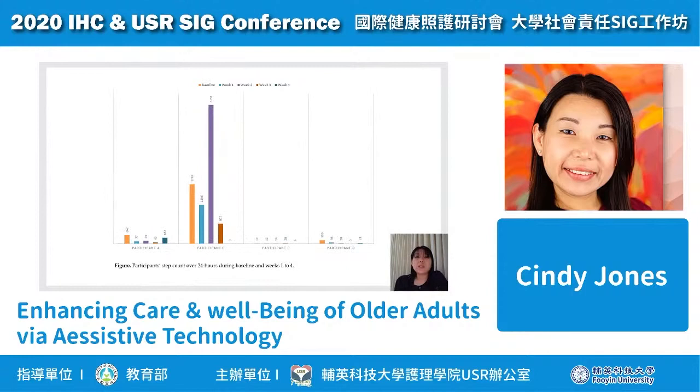Now, on average, participants only wore SenseWare for a total of 14.8 hours out of a maximum 120 hours. A detailed breakdown of the use of SenseWare was reported in the previous table that I've just shown you. Now, this table shows participants' step count over 24 hours as recorded by SenseWare during baseline and also across the 4 weeks of intervention.